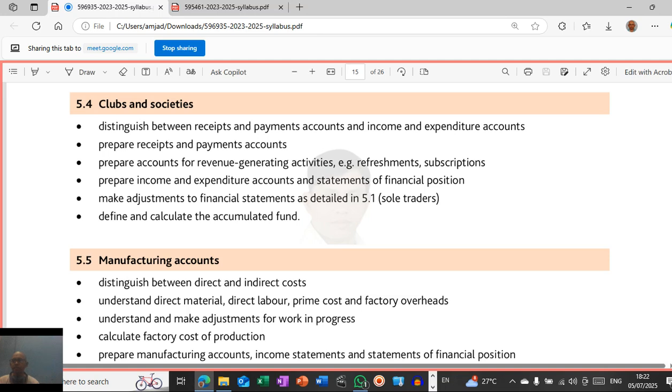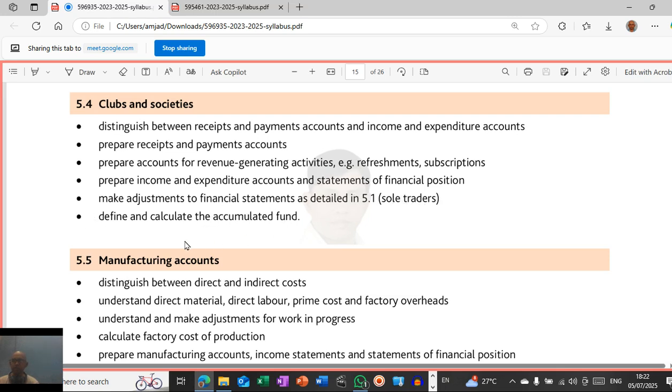The next lesson is problems for clubs and societies. Distinguish between receipts and payments accounts and income and expenditure accounts. Prepare receipts and payments accounts, prepare an account for revenue generating activities like refreshments, subscriptions, etc. Prepare income and expenditure accounts and a statement of financial position, make adjustments to financial statements as detailed in 5.1, and define and calculate the accumulated fund.